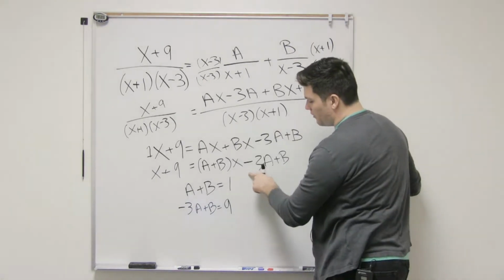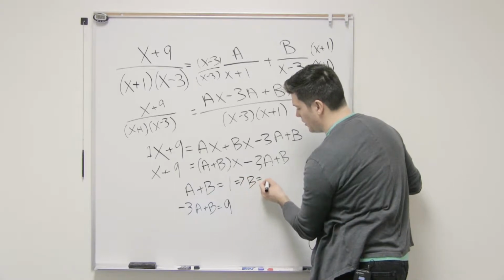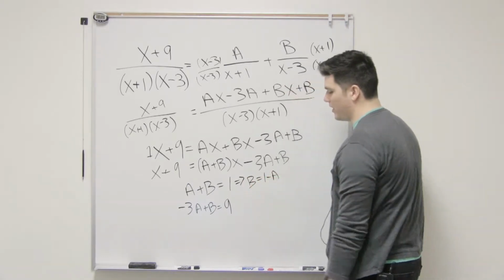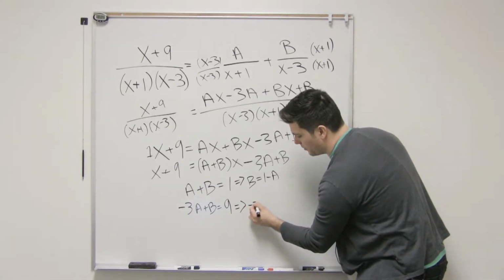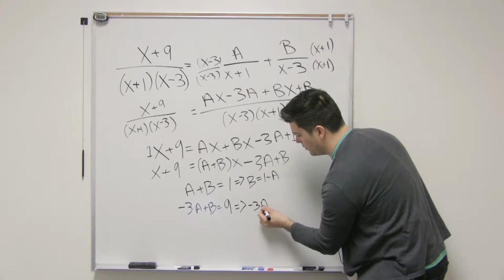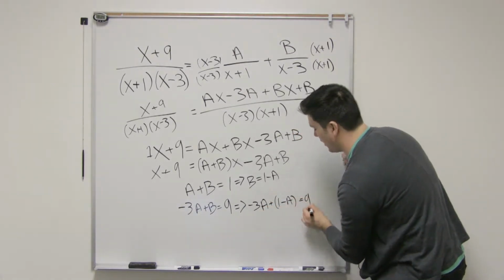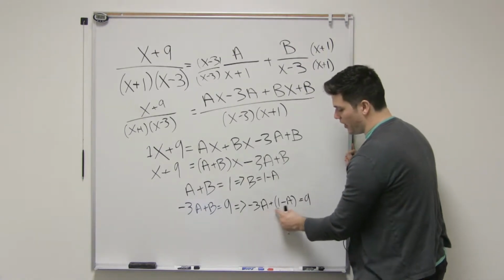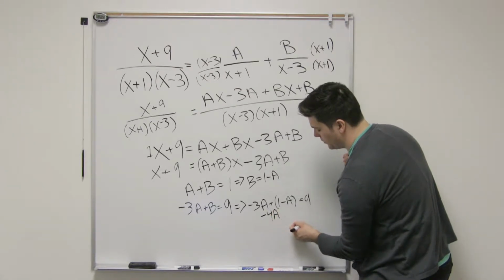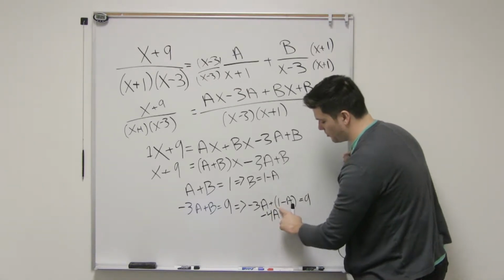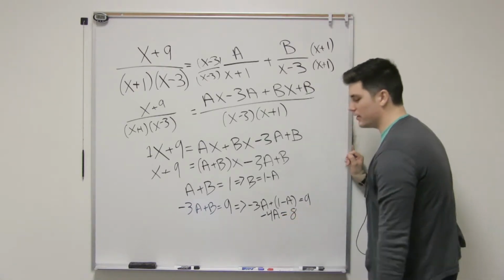So let's go ahead and solve this system by substitution. If we solve for b here, we get b equals 1 minus a. We can now take that b and plug it into this value. So this becomes negative 3a plus 1 minus a equals 9. We have negative 3a minus a gives us negative 4a, and then we have a plus 1. If we subtract that to the other side, we get equals 8.